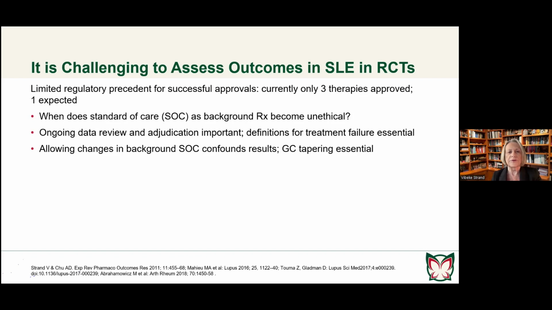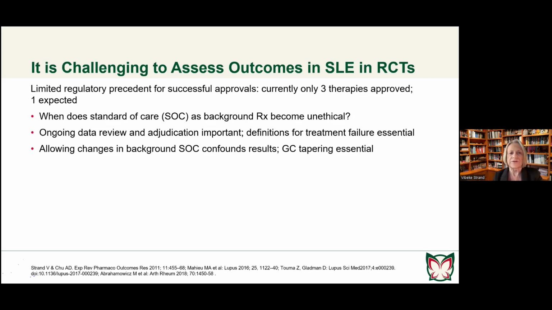Obviously, ongoing data review and adjudication is very important. And that is also because using either the BICLA or the SRI-4 is not simple. Neither the SLEDAI nor the BILAG were designed for trial use, and they've been adapted as such, but that's just another reason for adjudication to be important. And a reason for definitions of treatment failure are essential, and that they be met during the trial for patients who would be considered non-responders.